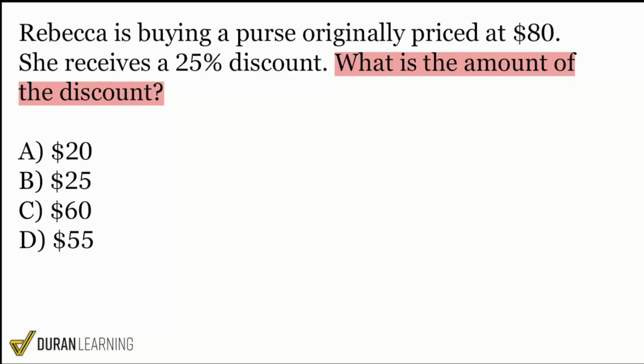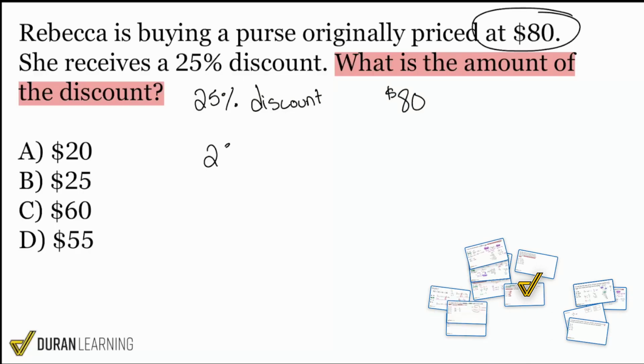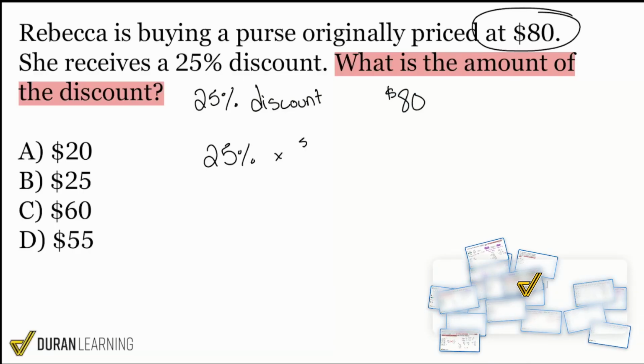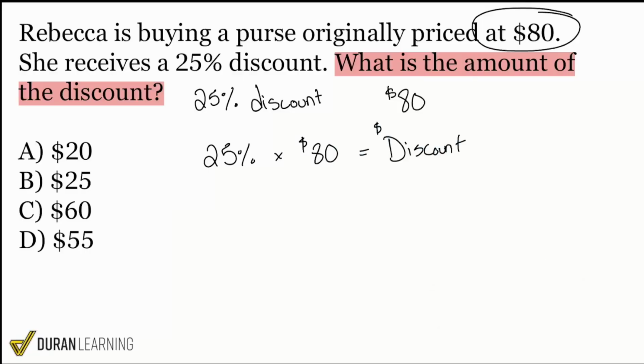So here we go. We have a 25% discount like we see right there. And then we also see the original price of $80. So if we take the percent of the original, we will get the result, which is the discount amount. So with that said, boom, we're good to go. Again, the percent and the result represents the same thing. We want the amount of the discount, so we apply the percent that represents the discount.